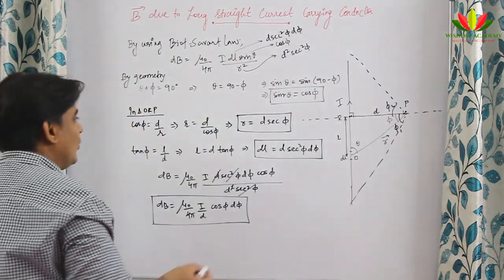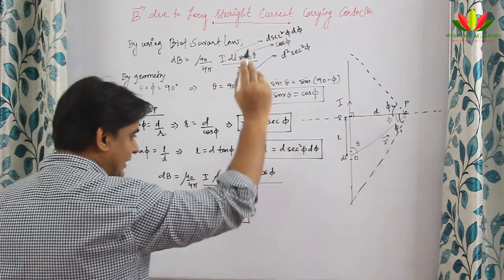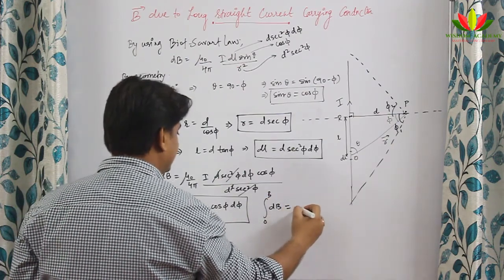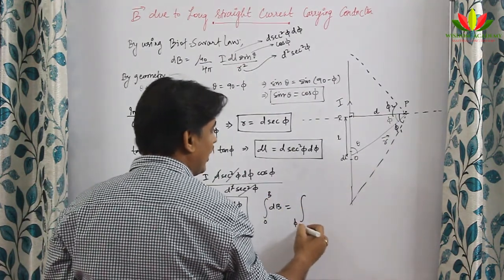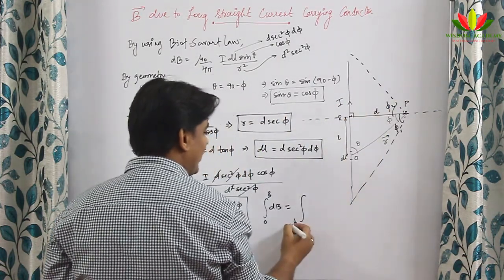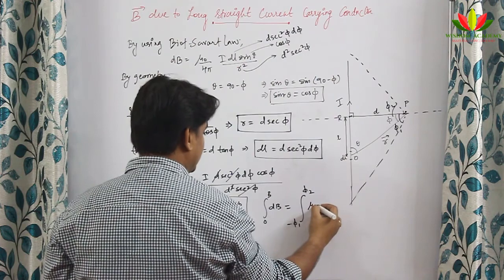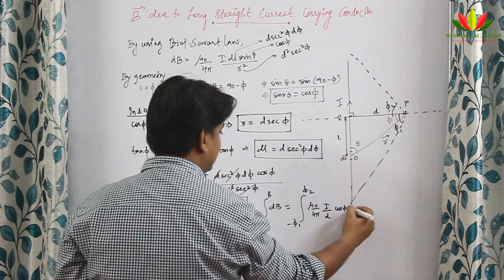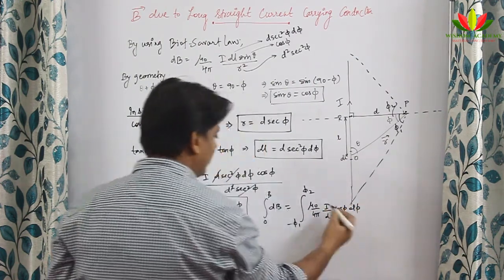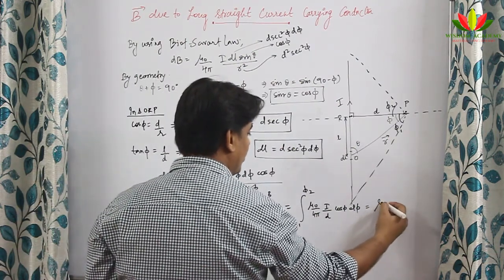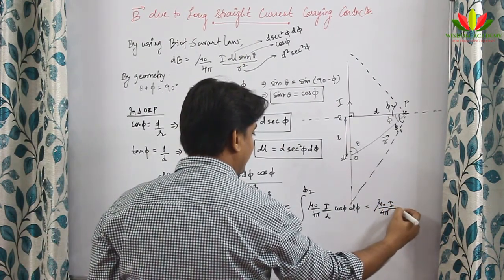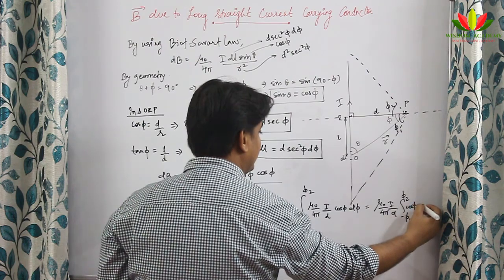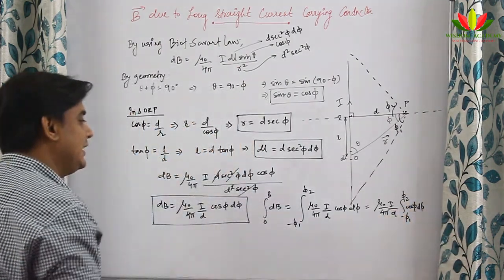So in that case, if I find the entire magnetic field, the limit will be integration of dB, from 0 to B, and here the integration will be from minus phi 1, because this is the reference line, this is the minus side, to phi 2 of this term, that is mu naught by 4 pi I by d into cos phi d phi. Only this term has phi, all the other terms become constant and come out. So this will become mu naught by 4 pi I by d, integration from minus phi 1 to phi 2 of cos phi d phi. Now, what is the integration of cos phi? Let us try to find.